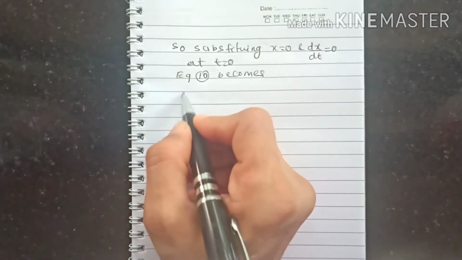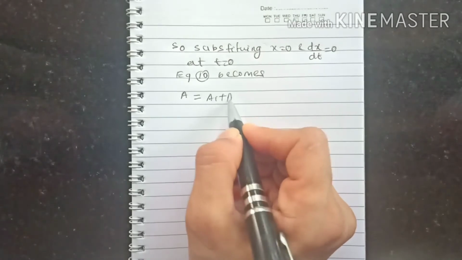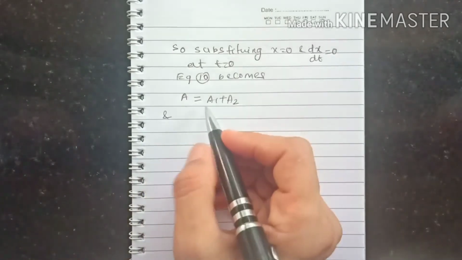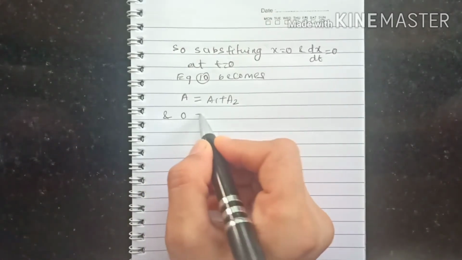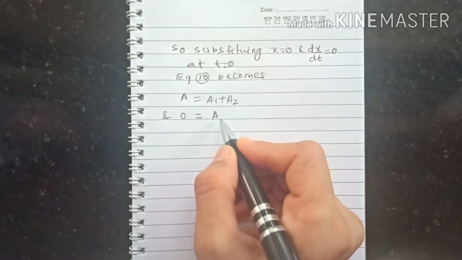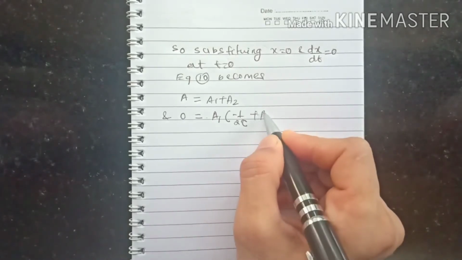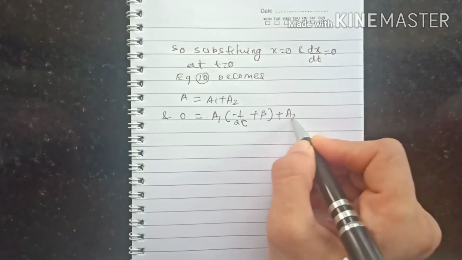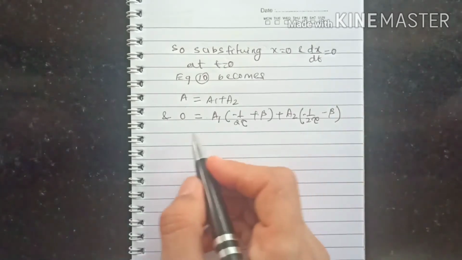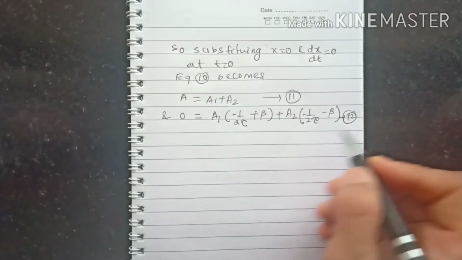If you put x equal to 0, we get A equal to a1 plus a2. Substituting it, we get 0 equal to a1 into 1 upon twice of tau plus beta, plus a2 into minus 1 upon twice of tau minus beta. Look at this: this is equation number 11, and this is equation number 12.